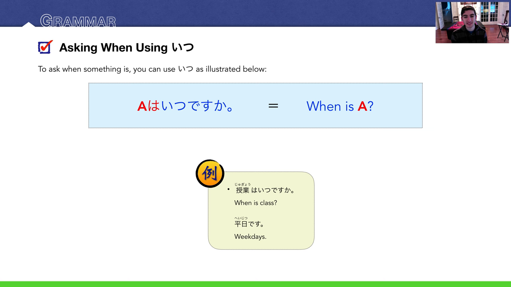Now you might be wondering, when I hear when is class in English, I think of time. Well, in Japanese, if you're asking for time, you would ask 何時ですか? We learned that in a previous lesson, the time lesson. Go back and review that if you want. いつ is more asking for the day of the week, day of the month, something like that. Not really time.